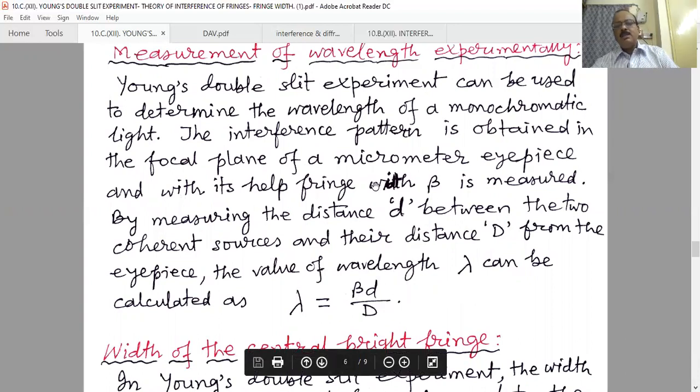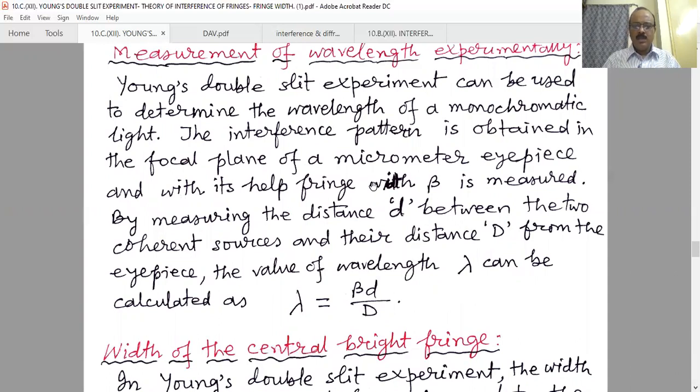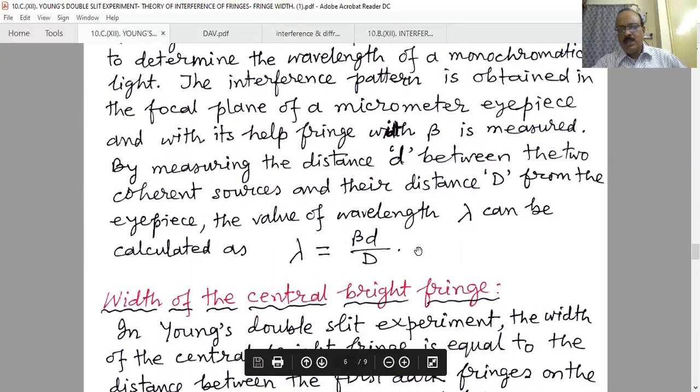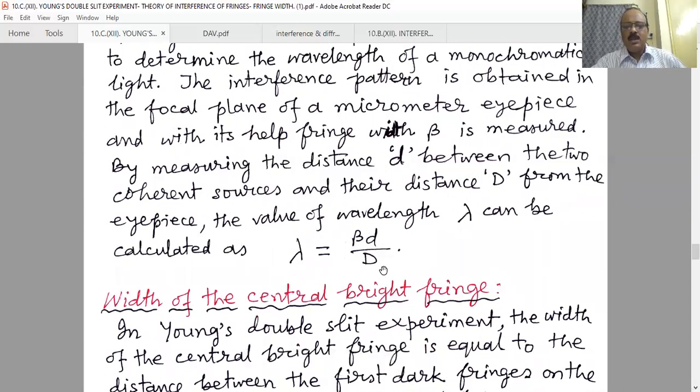That means in this experiment, we measure the distance between the two slits, small d, which is around 2 millimeters, and obviously it is measured with the help of a traveling microscope. The fringe width β, formed on the screen of the micrometer eyepiece, we can measure with the help of the crosswire and scale. And with the help of a normal scale we can measure capital D, because capital D is a larger distance.